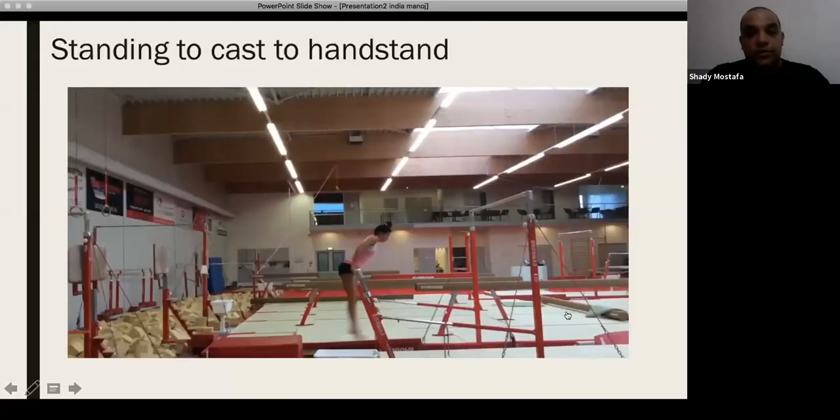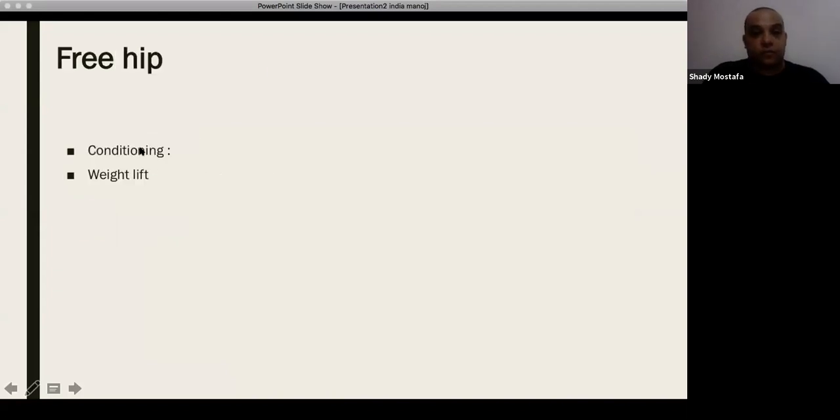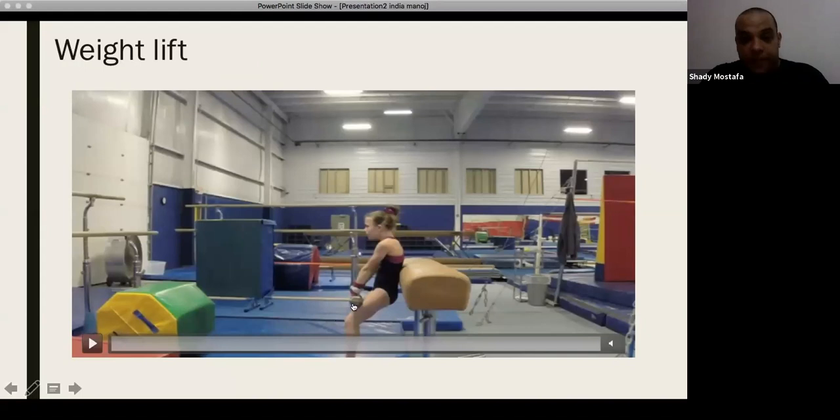Okay, now we'll take it to the next level. Circle elements. For circle elements, we're going to speak about free hip, then toe on, toe off, and shoulders, because they have entry techniques. We're going to speak about that later, but first free hip. Conditioning and weightlifting. This is conditioning for preparing for free hip.